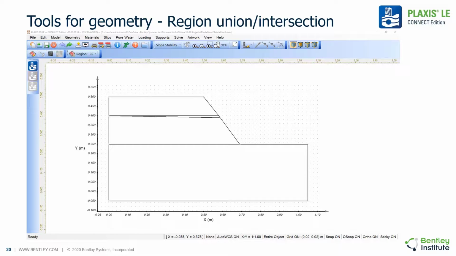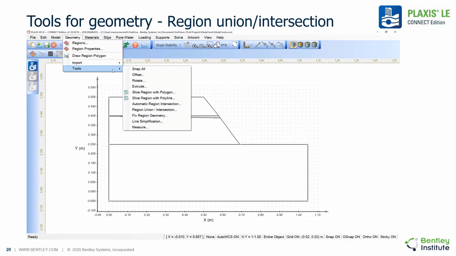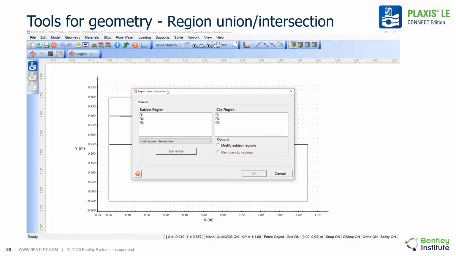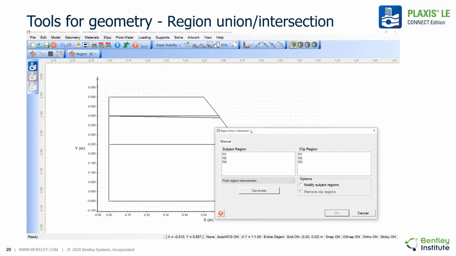For the region intersection 2, when proceeding with the manual operation, here's what we can do. Using the same example of having region 2 and region 2 intersecting, we can proceed with Region menu, Tools, and select the option Region Union Intersection. When handling the manual operation, we need to adjust the analysis by selecting a subject region and a clip region.